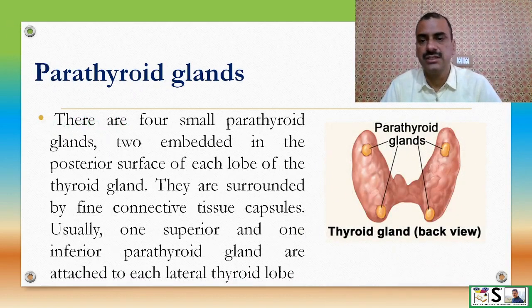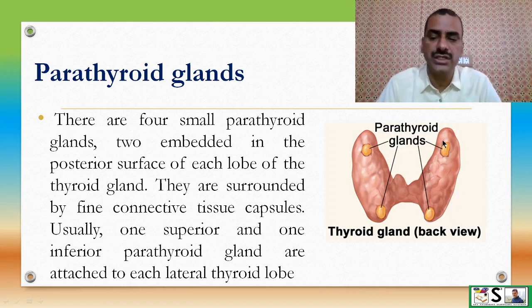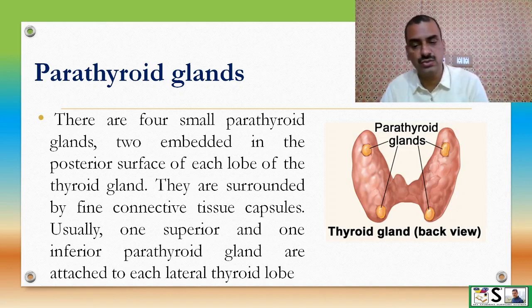Parathyroid glands. There are four small parathyroid glands, two embedded in posterior surface of each lobe. So in right lobe two and in left lobe two. They are surrounded by connective tissue capsule, and one superior and one inferior parathyroid gland are attached to each lobe.